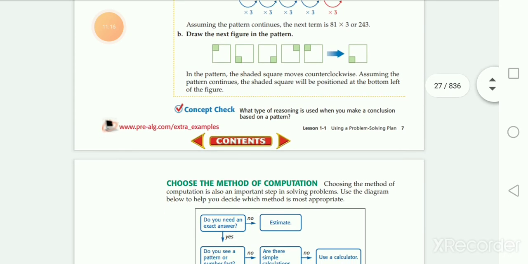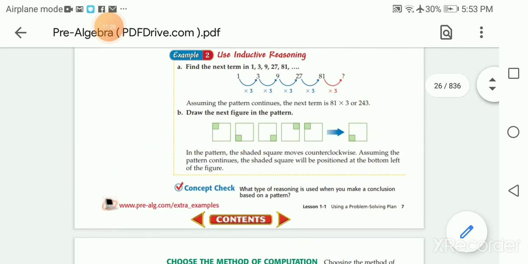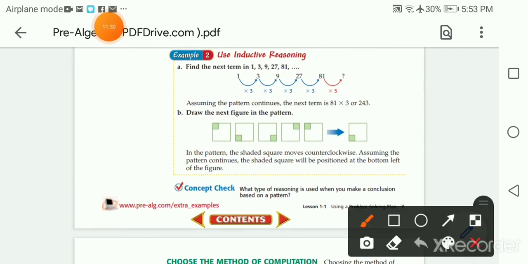B, draw the next figure in the pattern here. In the pattern, the shaded square moves counterclockwise. Remember counterclockwise? We have taken this last year together. So I have here, as you see, it comes here counterclockwise. So the shaded square moves counterclockwise.